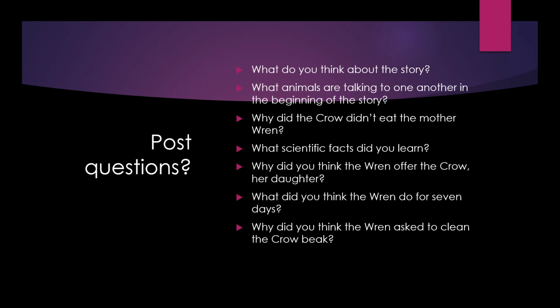Another question is, why do you think the wren asked the crow to clean his beak? I know it was dirty, but why do you think? Is that because she was afraid that her daughter would be very dirty, or do you think that there's another plan? Maybe she knows something. You know, she did something during the 7th day, and she knows. What do you think? The wren asked to clean the crow's beak.